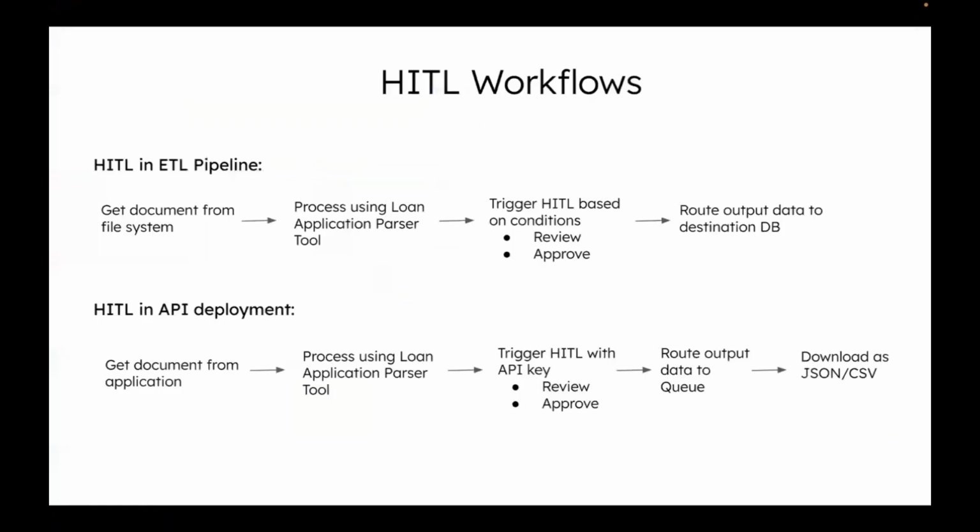All right, so this is just to give you a summary of what we looked at today. We looked at two different ways of deploying HITL. One was through the ETL pipeline, where we saw the output in the destination DB. And the other one, briefly, that we looked at was the API deployment, where we triggered HITL through API. And we also were able to route it back to the queue and download, access the output data as a JSON or a CSV file.